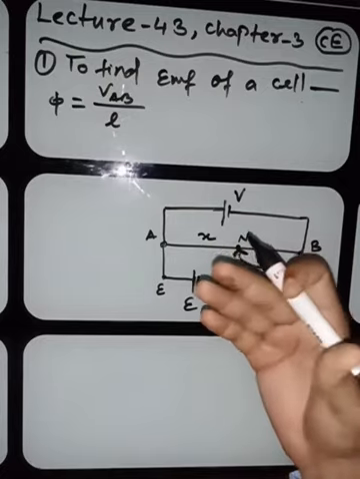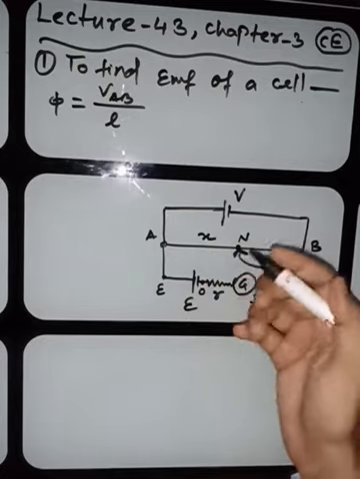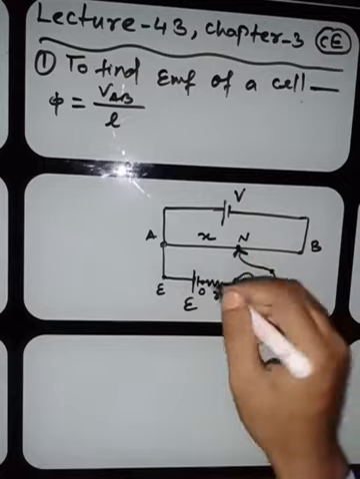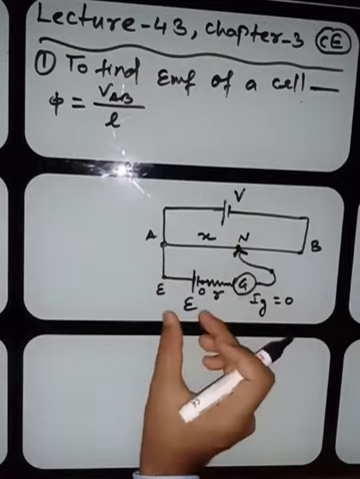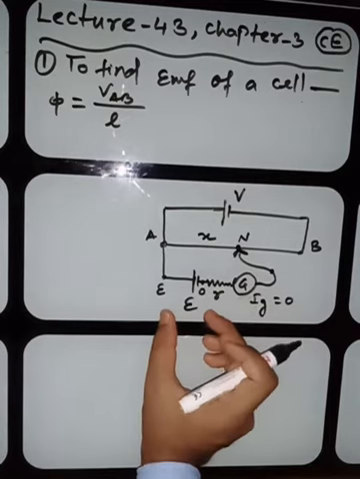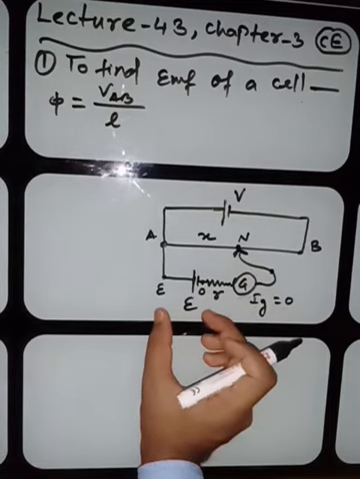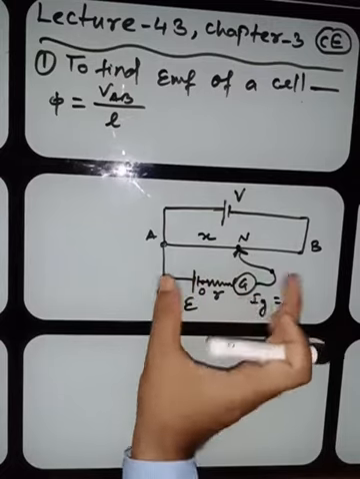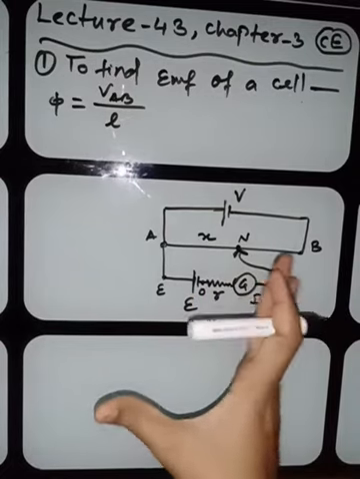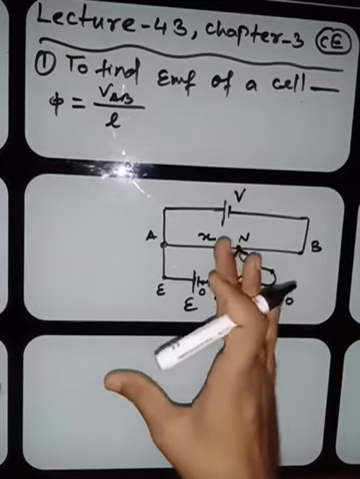What does sensitivity mean? It means this potentiometer can now be used to measure a very small value, that is, the very small EMF of a cell. This is called the sensitivity. So one method to increase the sensitivity is to increase the length. I hope you understand.